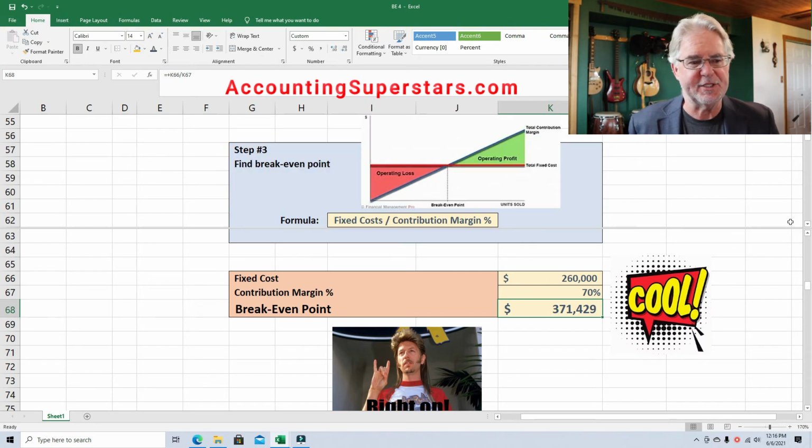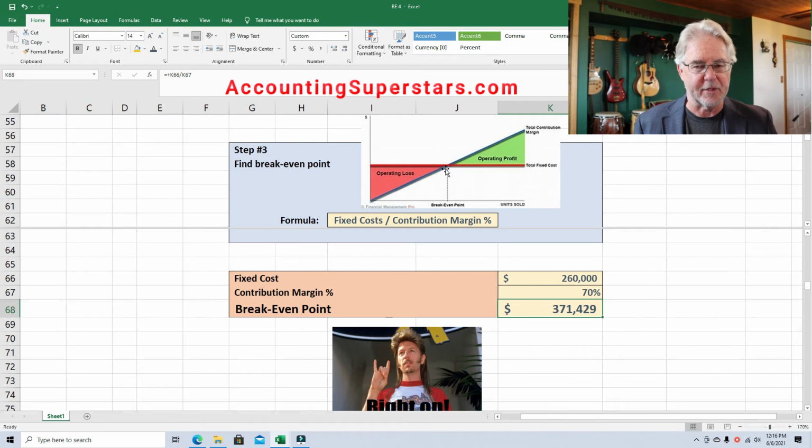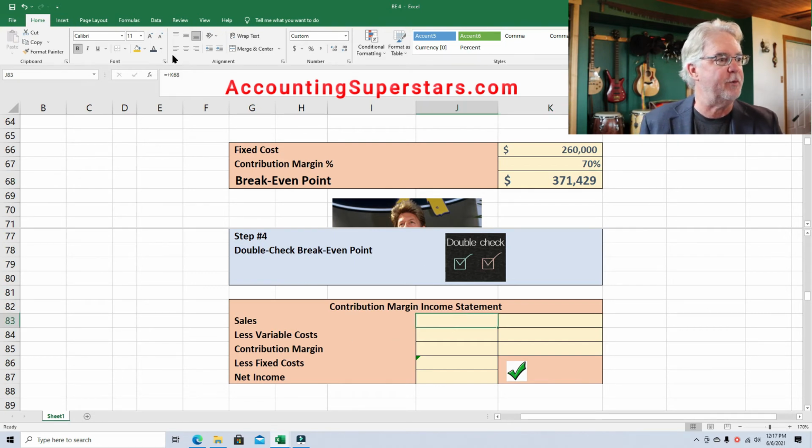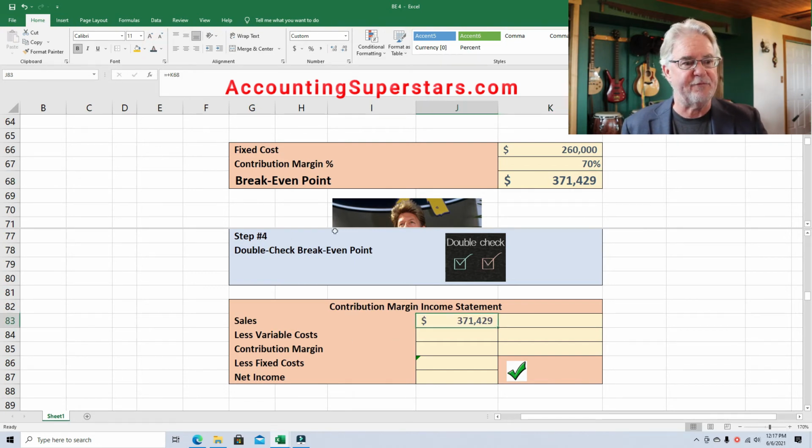So in other words, if sales are exactly this amount, we will break even. In other words, the break-even point, the place where these two lines cross, is 371,429. Now, if their sales are less than this, they'll have a loss. And if their sales are greater than this, they'll have a profit. Here's what we do to double check. Well, our sales at the break-even point will be 371,429.